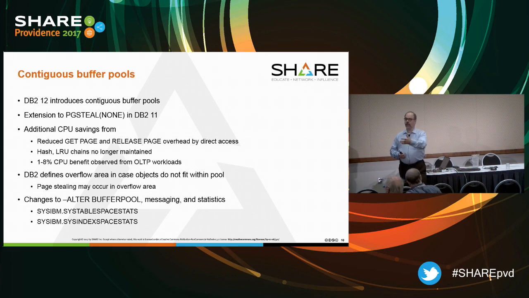It knows where the row is, it knows what page the row is that it wants, and rather than going out and doing get page, release page to find where that page is, it'll go right to the page. So it's going to reduce the CPU cost for handling this. So no get page, release page. And because we're doing this, we're not going to maintain the hash chains, we're not going to maintain LRU chains. There's going to be less CPU manipulating all of those chains. So the ESP customers saw something between a 1% and an 8% CPU benefit just from doing this.